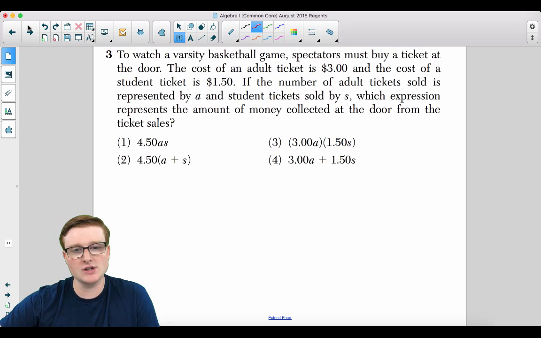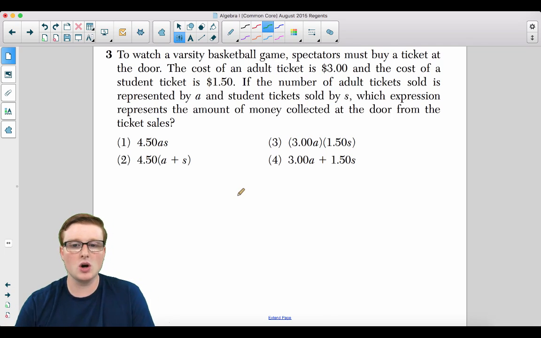Number 3, to watch a varsity basketball game, spectators must buy a ticket at the door. The cost of an adult ticket is $3 and the cost of a student ticket is $1.50. If the number of adult tickets sold is represented by A and a student ticket is sold by S, which expression represents the amount of money collected at the door from the ticket sales?